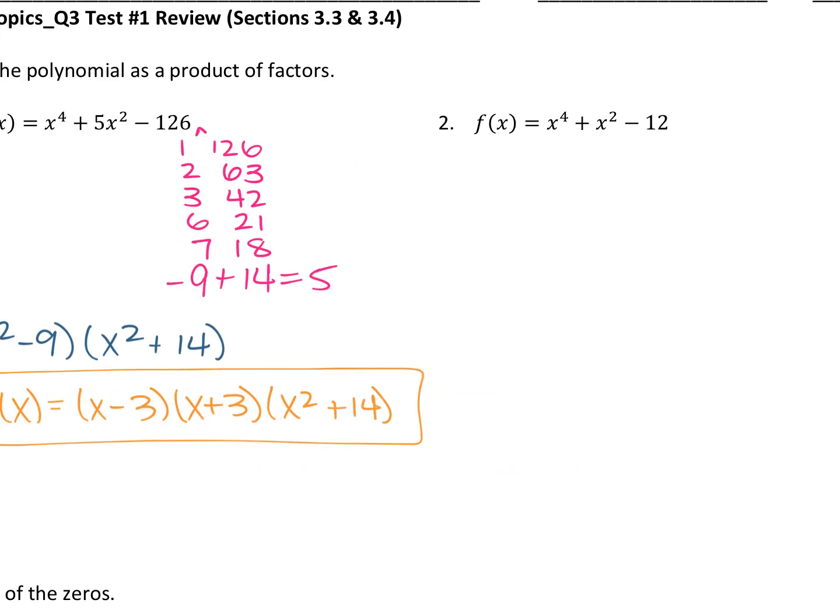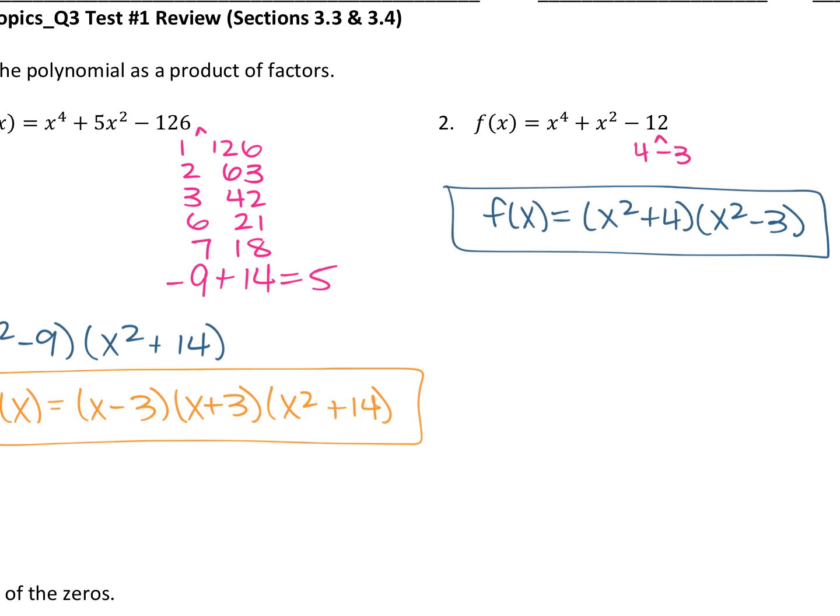For number 2, you have f of x is equal to x to the fourth power plus x squared minus 12. Your factors of negative 12 that add to be positive 1 are 4 and negative 3. So this is going to factor to give you f of x is equal to x squared plus 4 times x squared minus 3. You cannot factor this any further because you do not have any difference of squares here, so that is your answer.